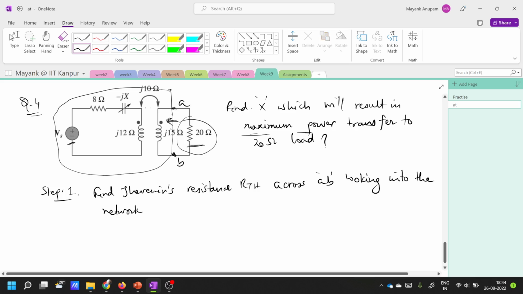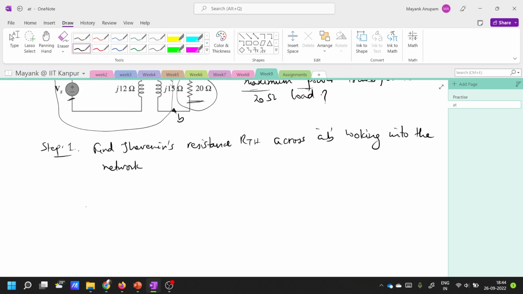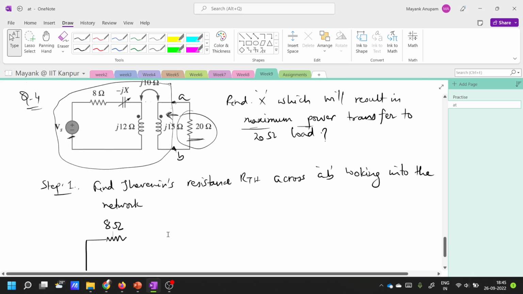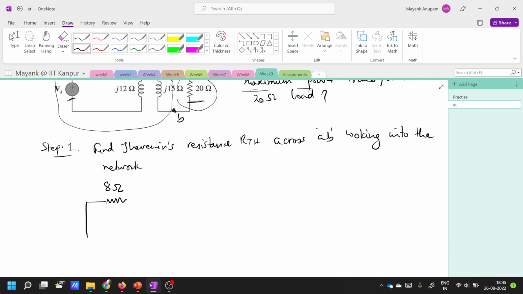So there is the independent voltage source here. You have to short it. So let's short it and then find out what is the equivalent. So listen to this problem here. The network will become like this. Shorted the voltage source. Then there is 8 ohms, and there is minus jX. Then there is this inductor here.